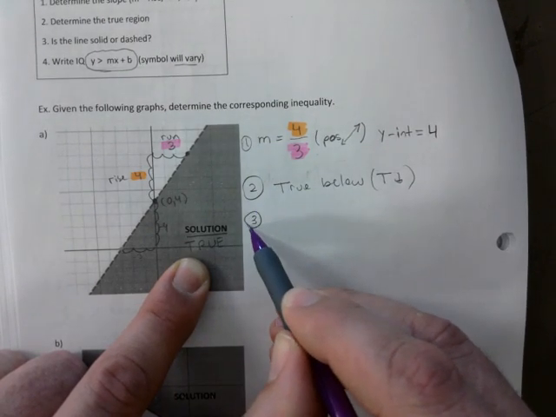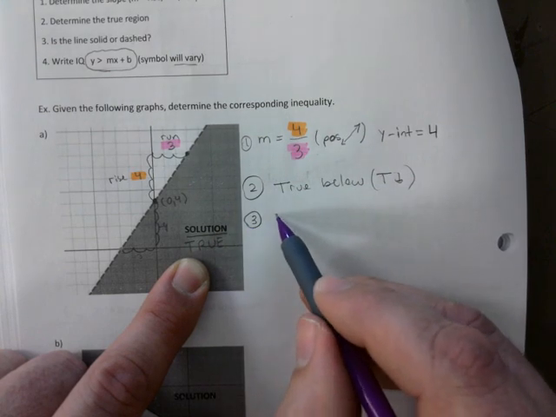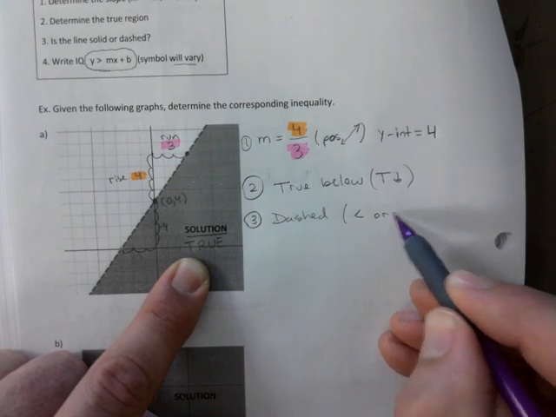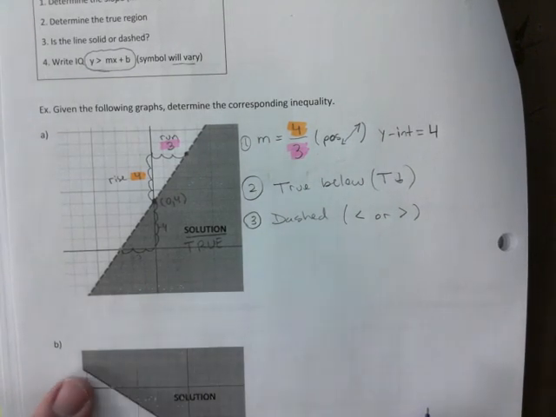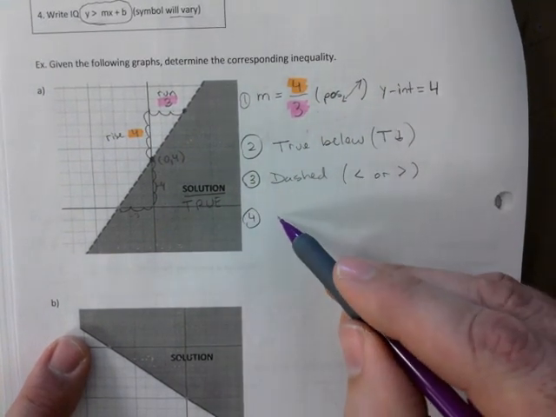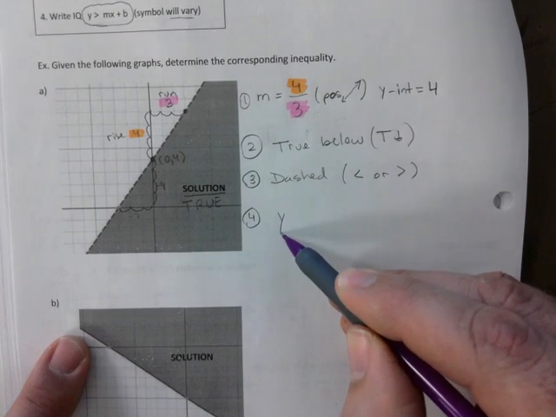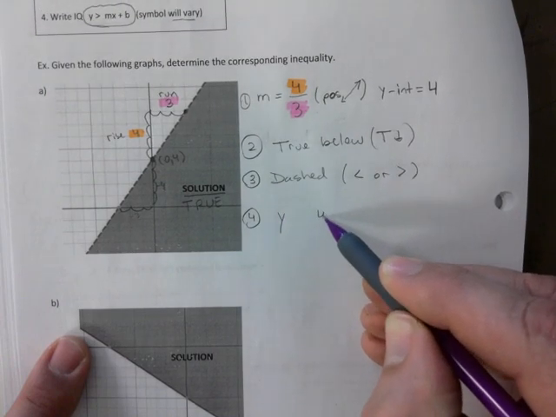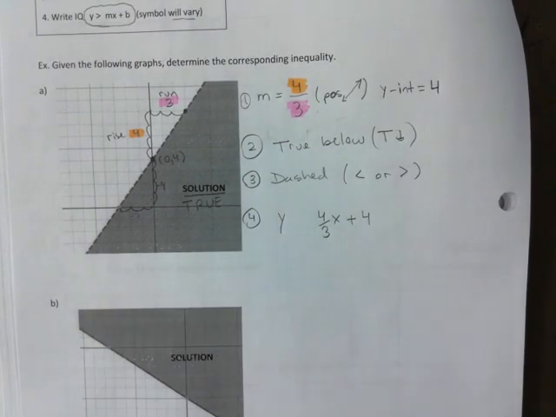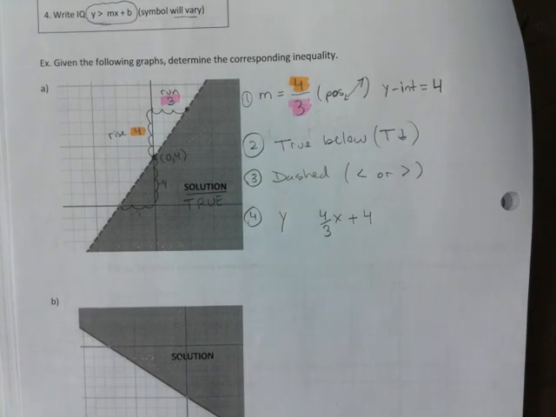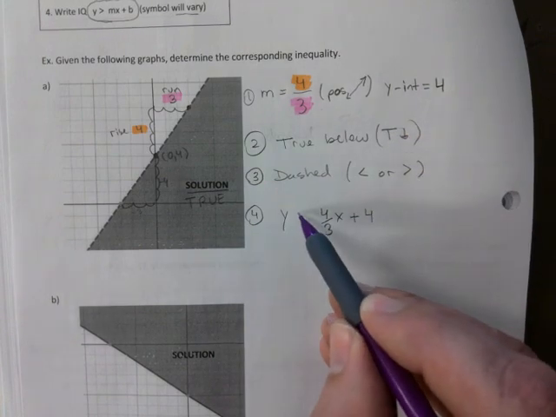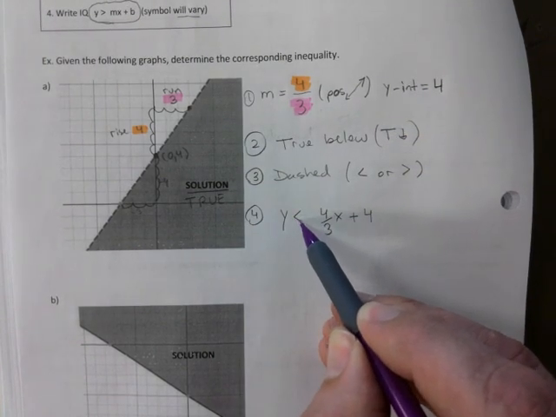Third step is whether it's solid or dashed. It's dashed. So it'll be this or this. Those are my only 2 options. And then fourth is write out your inequality. So this is how I suggest you do it. Go y, forget about the symbol, just go 4/3 x plus 4. You got that part right. And now you need to figure out the symbol. True is below. True is below. So you should have y is less than.